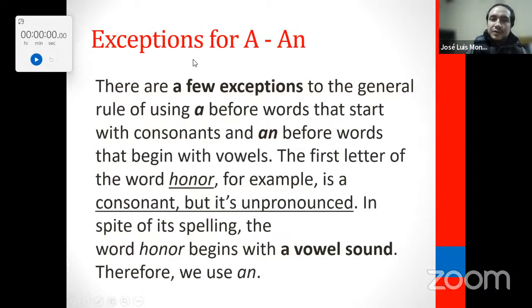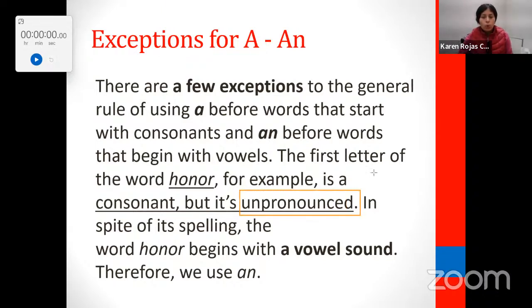Let's keep going. We're on indefinite. Now, here we have exceptions, and this is important. This is related to the United States, right? Why you say a United States and you don't say an United States. So let's read these exceptions, please. There are few exceptions to the general rule of using a before words that start with consonants and an before words that begin with vowels. The first letter of the word honor, for example, is a consonant, but it's unpronounced. In spite of its spelling, the word honor begins with a vowel sound.